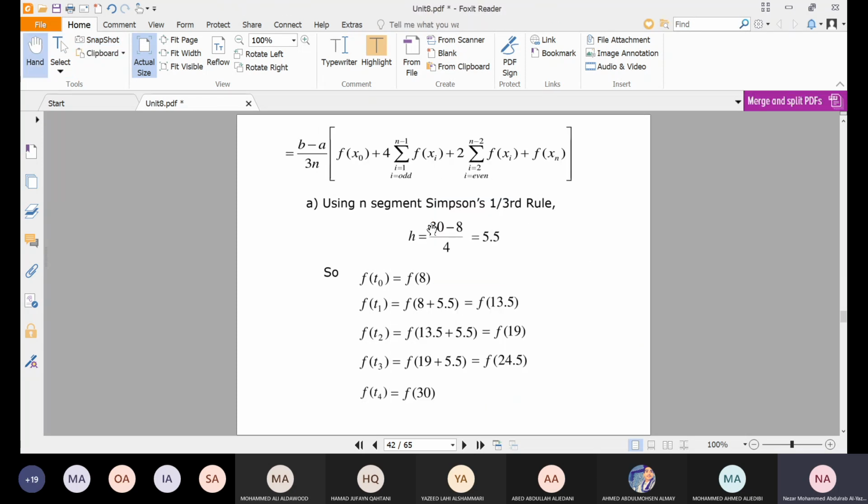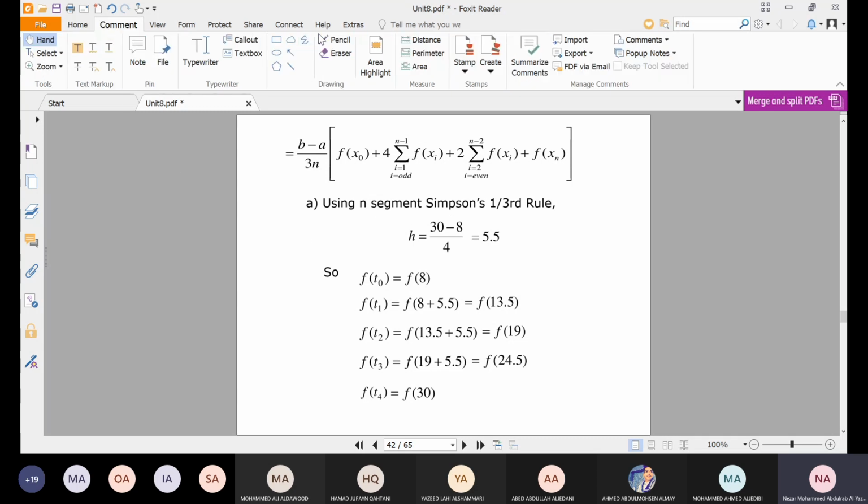Okay, so this is the Simpson's 1/3 rule for n segments. As we know, h is equal to (b minus a) over n. So here we have (30 minus 8) over 4, and this will become 5.5. The question asks us to use 4 segments.